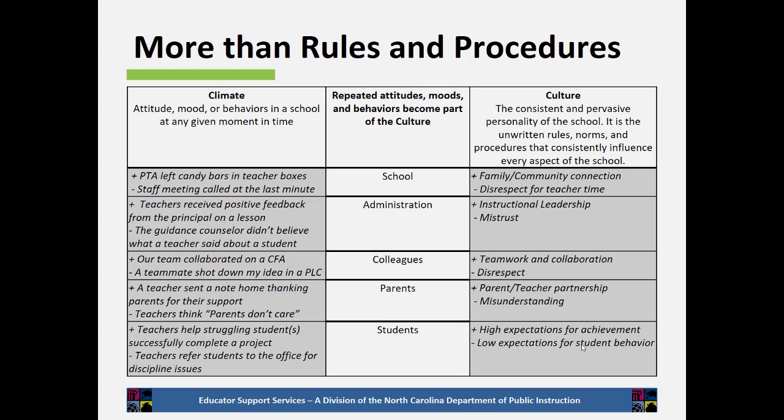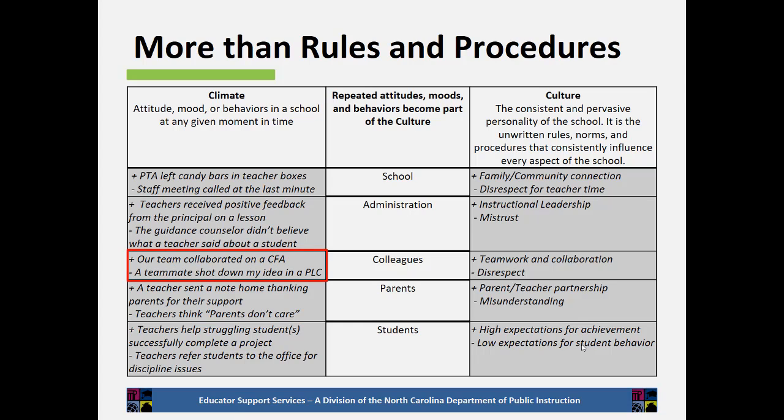That being said, I want to share this chart with you. We've discovered that really across the life of the school, there are 5 areas that are affected by culture and climate. The school, which is pretty broad, maybe things around administration, things around interaction with colleagues, around interaction with parents, and interaction with students. What you can see is on the left side, I have some climate examples, both positive and negative, and on the right side, I have some culture examples, both positive and negative.